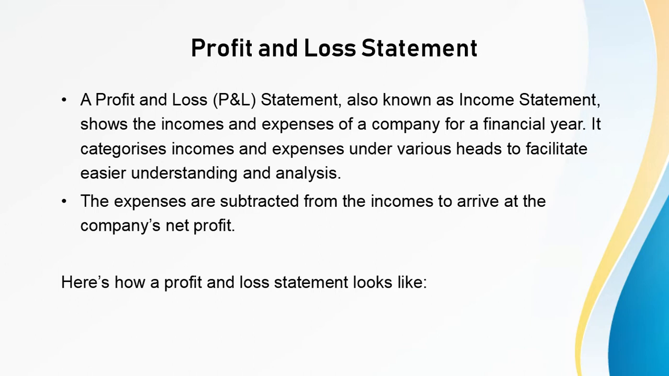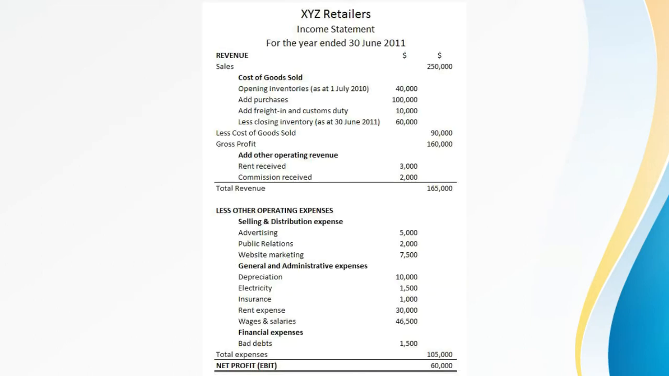A profit and loss statement or a P&L statement, also known as the income statement, shows the incomes and expenses of a company for a financial year. It categorizes the incomes and expenses under various heads to facilitate easier understanding and analysis. The expenses are subtracted from the incomes to arrive at the company's net profit. Here's a sample of a profit and loss statement.